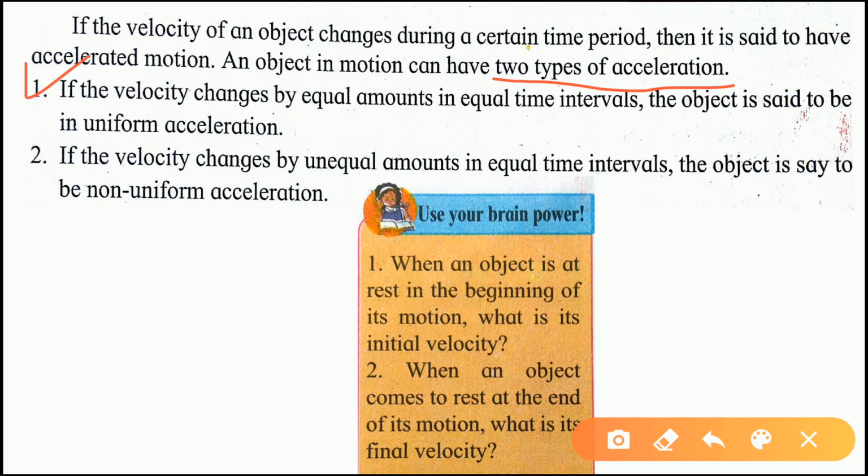One, if the velocity changes by equal amounts in equal time intervals, the object is said to be in uniform acceleration. It means that if the velocity of any object changes by an equal amount in equal intervals of time, the object is said to be in uniform acceleration.